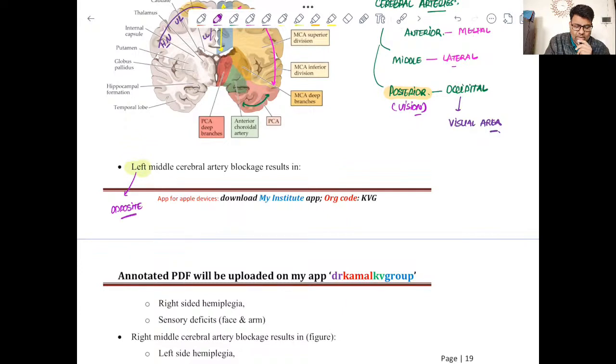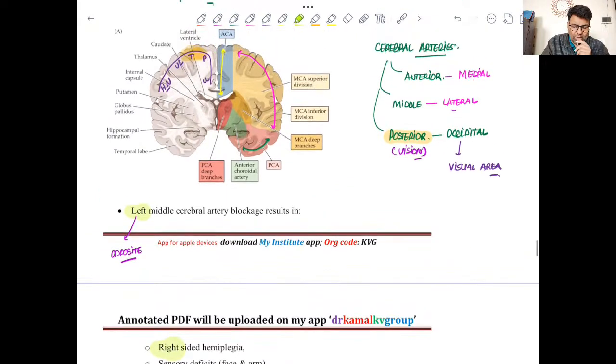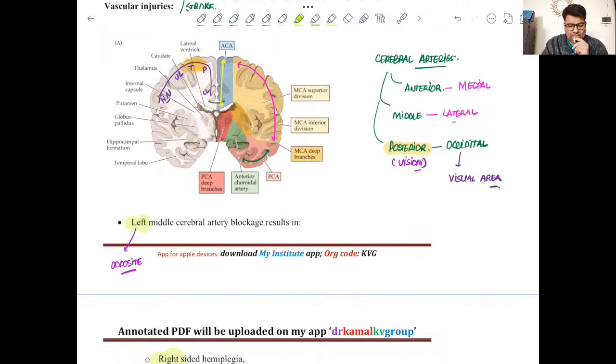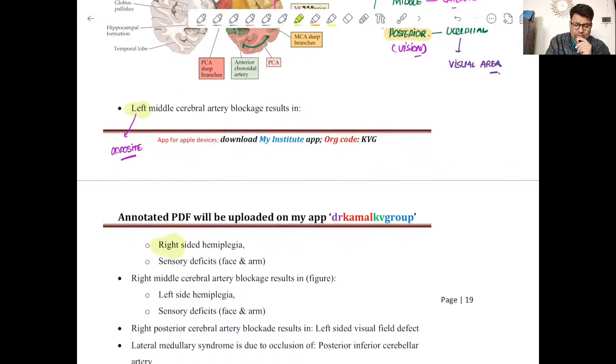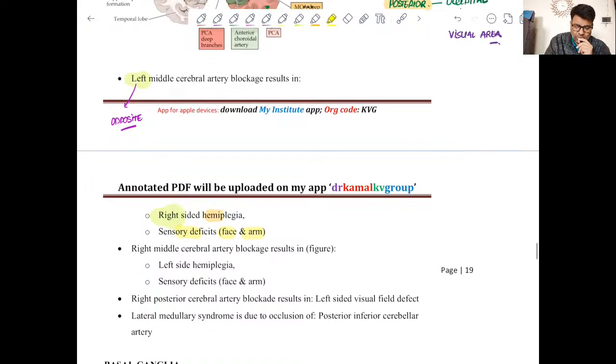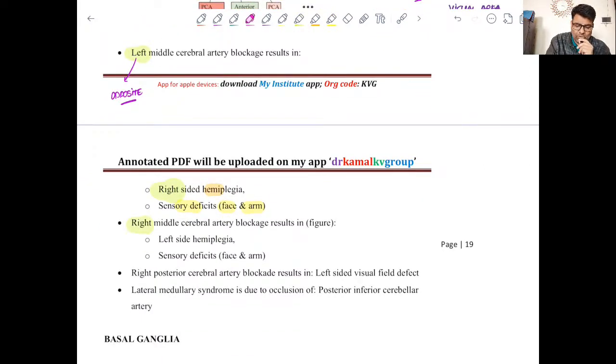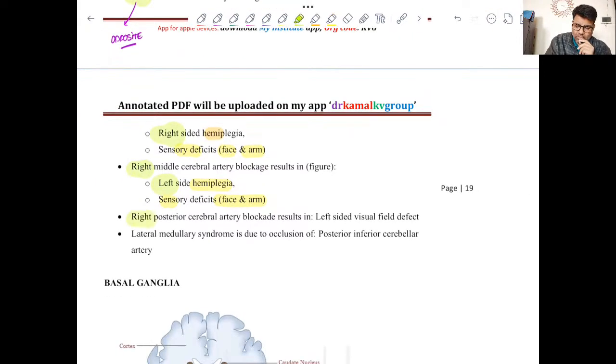So if I say left middle cerebral artery, it means the manifestations will come on the right side. Now here we have both motor area and sensory area, so we'll have involvement of both the areas as per the homunculus. So there will be right sided hemiplegia, there will be right sided sensory deficits of face and arm. Similarly, if I use the word right, the manifestations will be shown on the left side in motor terms, that is hemiplegia. In sensory terms, there will be anesthesia or sensory loss. Right, you have to mention the manifestations on left side.